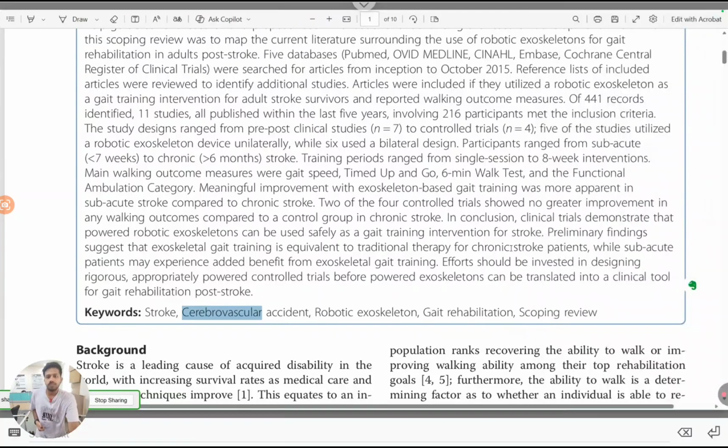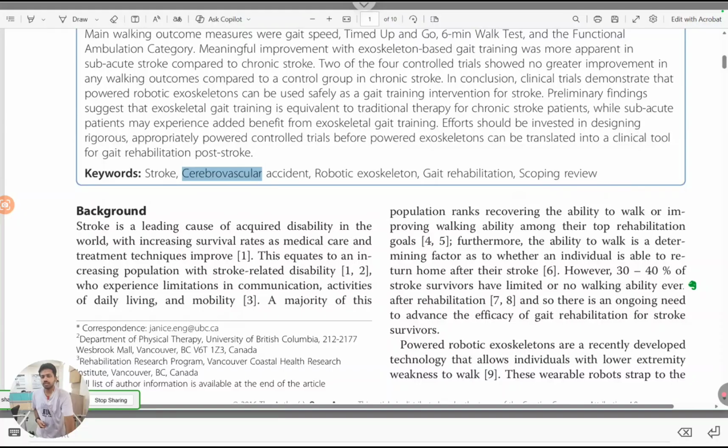So, the background: stroke is the leading cause of acquired disability in the world. With increasing survival rates as medical care and treatment techniques improve, this equates to an increasing population with stroke-related disability, who experience limitations in communication, activities of daily living, and mobility. A majority of the population ranks recovering or improving walking ability among their top rehabilitation goals. Furthermore, the ability to walk is a determining factor in whether an individual returns home after their stroke.